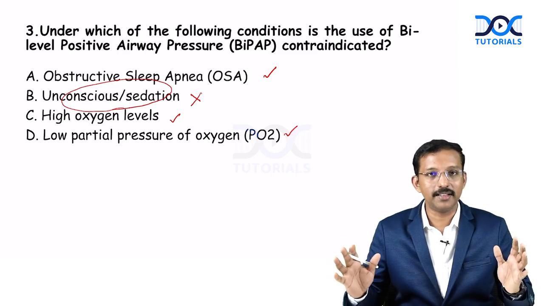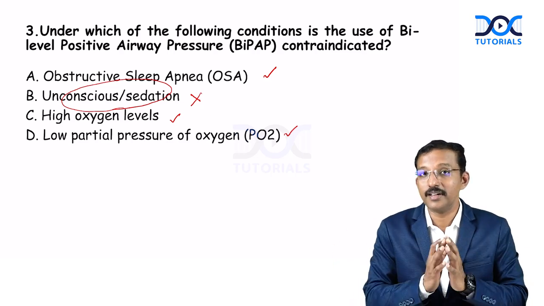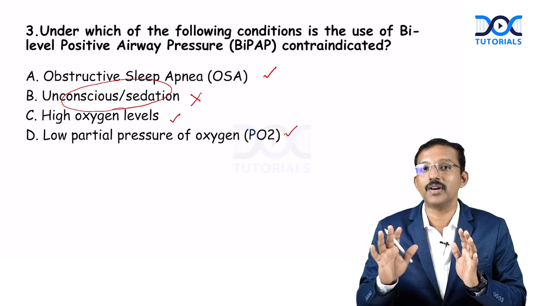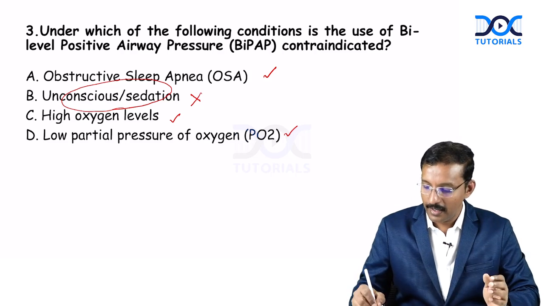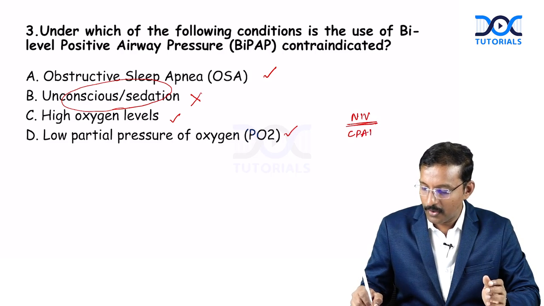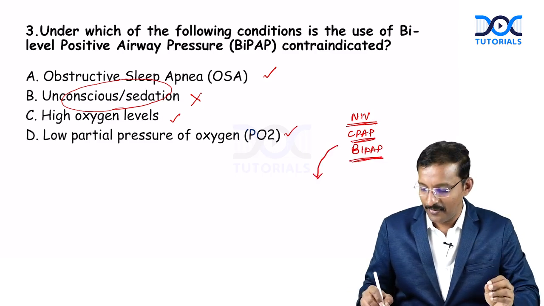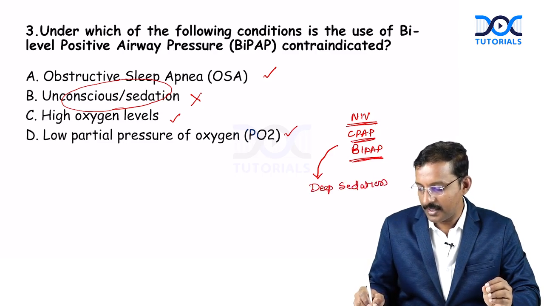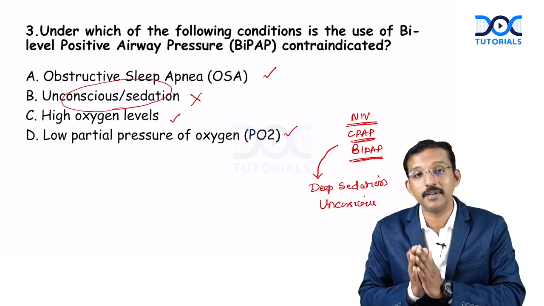Even if you don't remember anything, the simple concept is whenever the airway is unprotected, you should not apply a positive airway pressure without an endotracheal tube. Non-invasive ventilation, CPAP or BiPAP are all at risk whenever the airway is unprotected. An airway is unprotected when you have a patient in deep sedation or the patient is unconscious. That is the concept which the examiners want to check.